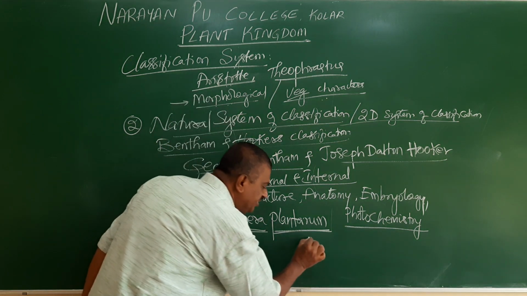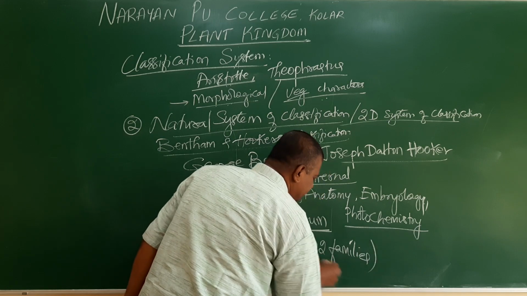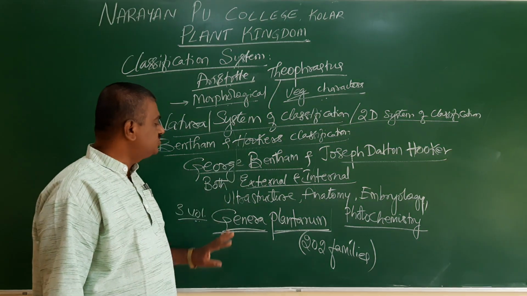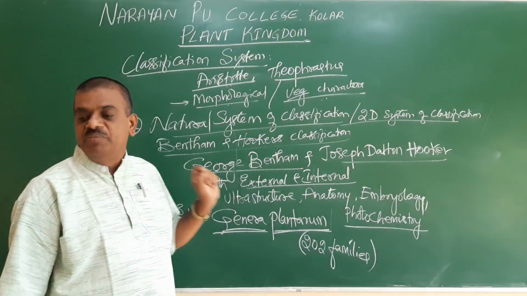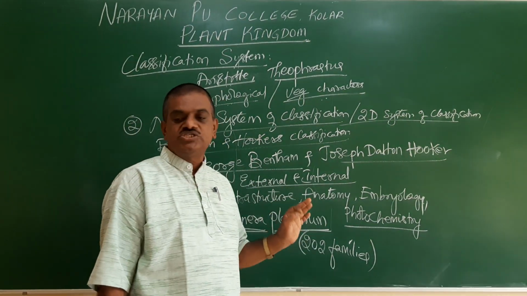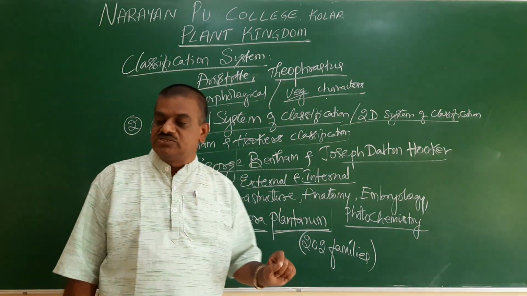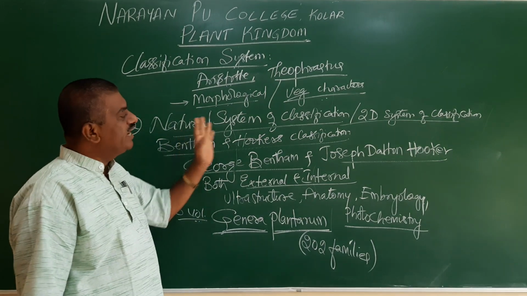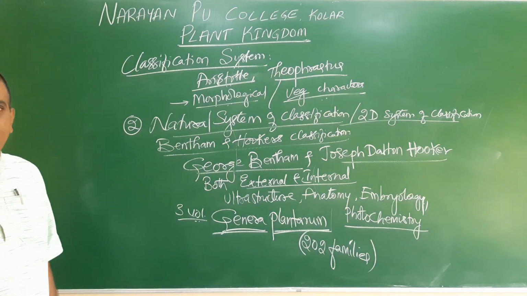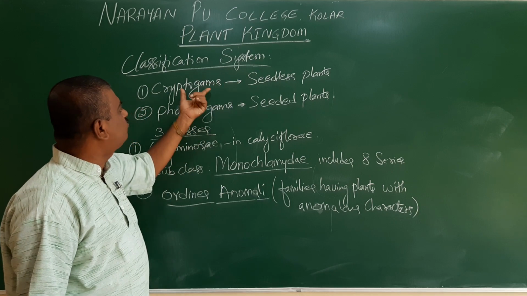In this book, they have mentioned 202 families. And again, they classified the plants based on two types: one is seeded, and the other is non-seeded, that is, seeds are absent as well as seeds are present. So Bentham and Hooker's natural system classified plants into two types.